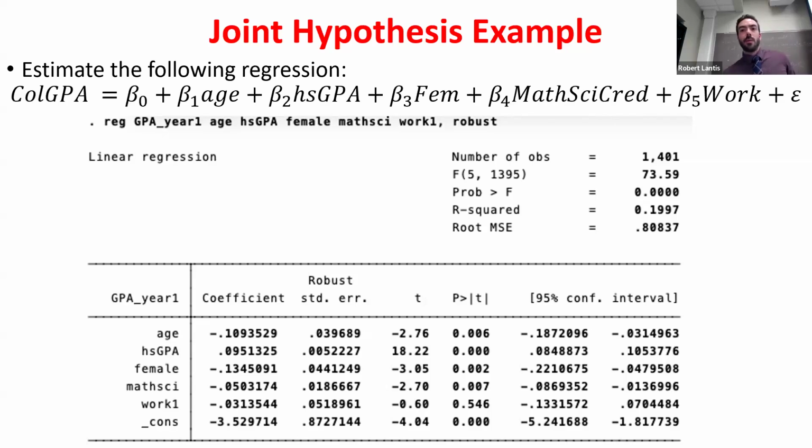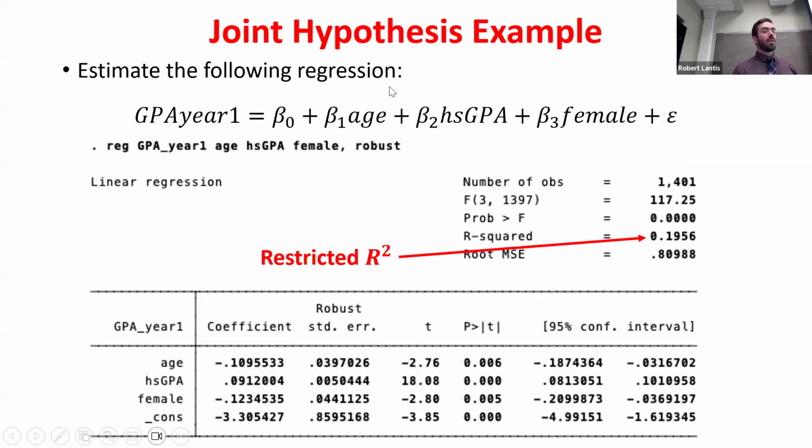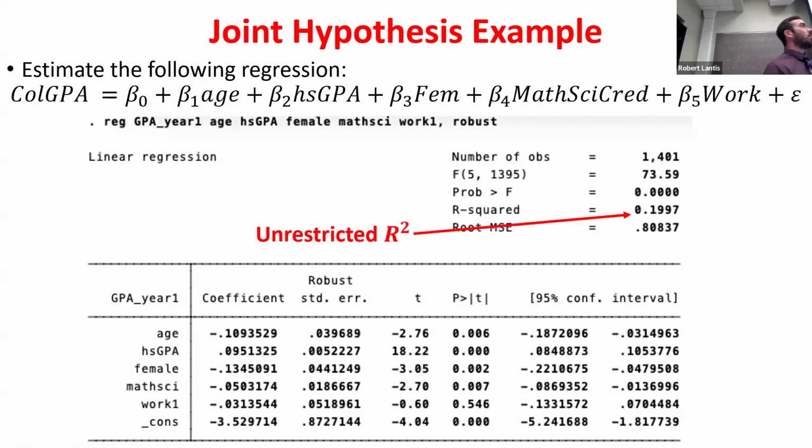So I've added in two variables, so what should happen to my R squared? It should go up, right? So sure enough, what was it before? 0.1956, now it's 0.1997. So it didn't go up by much, right?